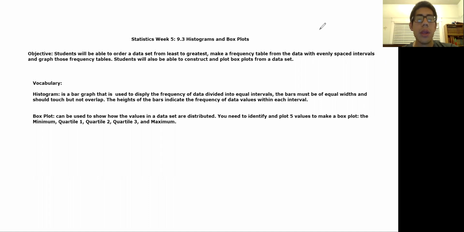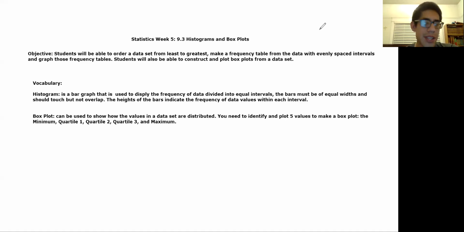So we are in statistics week 5, histogram and box plots. The objective for this week: students will be able to order a data set from least to greatest, make a frequency table from the data set with evenly spaced intervals, and graph those frequency tables. Students will also be able to construct and plot box plots from a data set. So the vocabulary for this week: histogram and box plot.